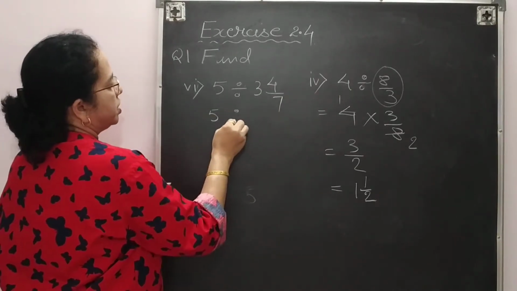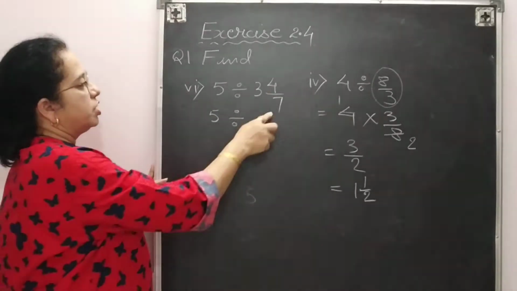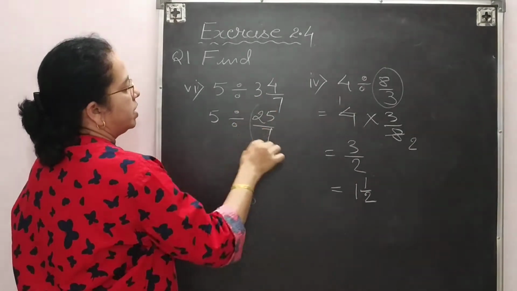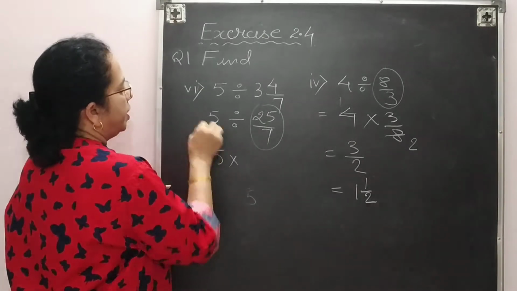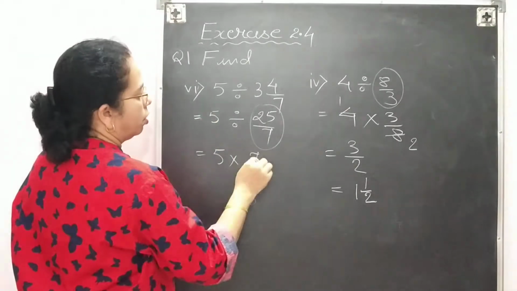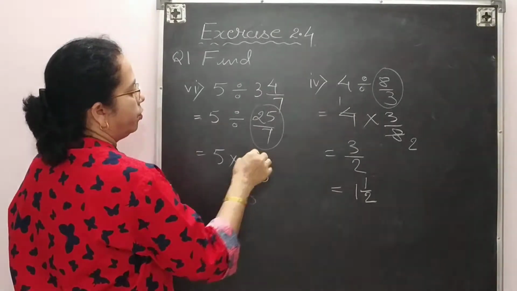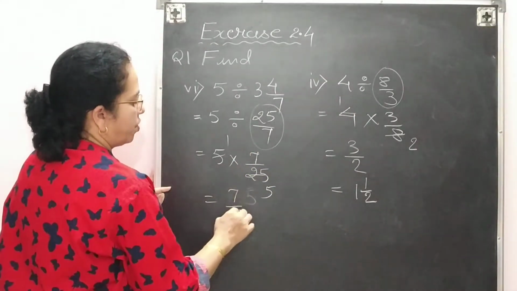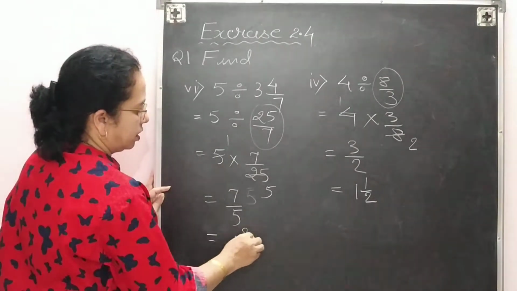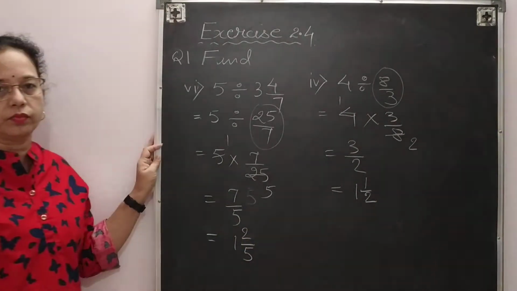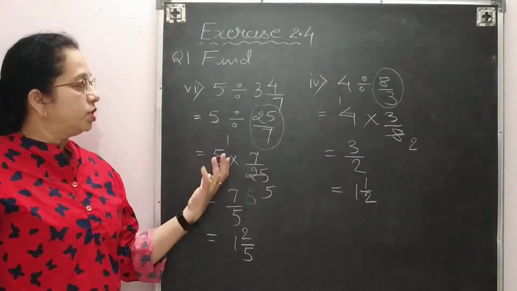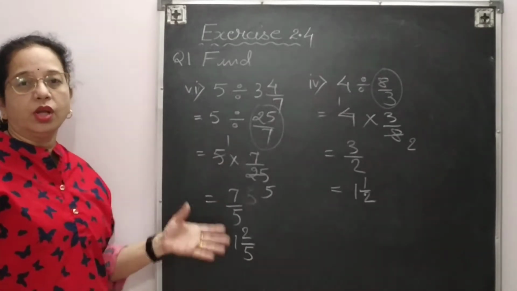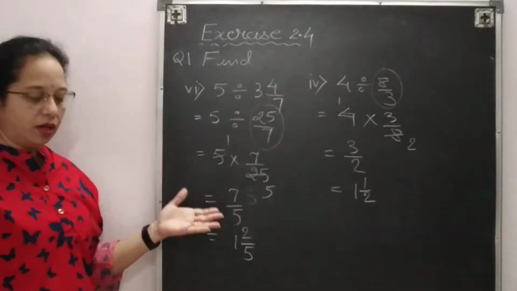Whenever mixed fraction is there, first work is to convert into improper fraction. 7 3s are 21 plus 4, 25 upon 7. Now make a circle. This circle will remind you to take reciprocal of that number, that will be 7 upon 25. Now you need to cut the number. So this is 7 upon 5, and since numerator is greater, convert into mixed fraction. Can you observe that whatever I am saying in my mind, I am writing on the board. You need to say in your mind and write down in your notebook.